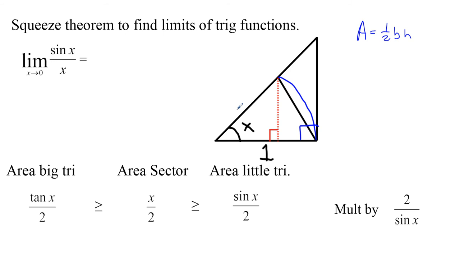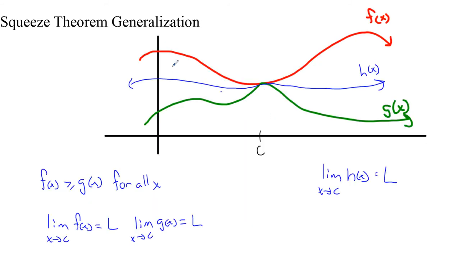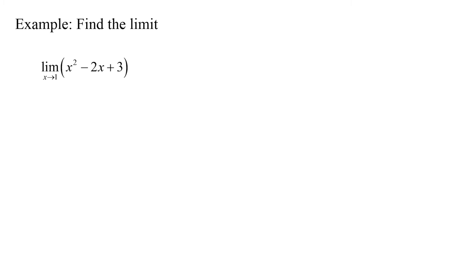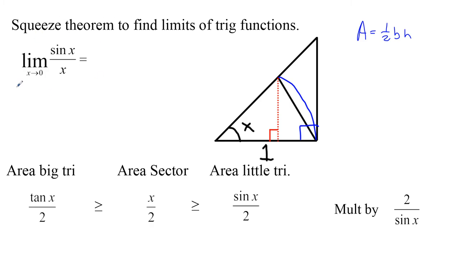Now, clearly, no matter what your value of x is, this big triangle is always going to be bigger than the sector, which will always be bigger than this small triangle. All right, so we have a squeeze theorem function. Now, again, let's step back. We're trying to get to this. We want to figure out what this limit is, and so we want to keep everything the same.